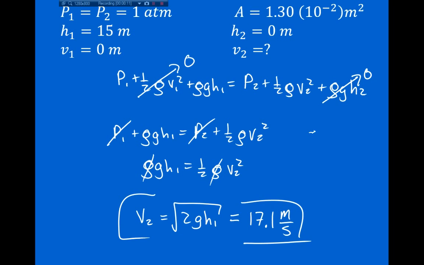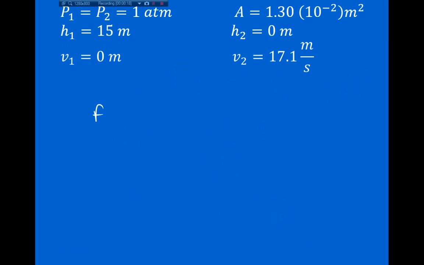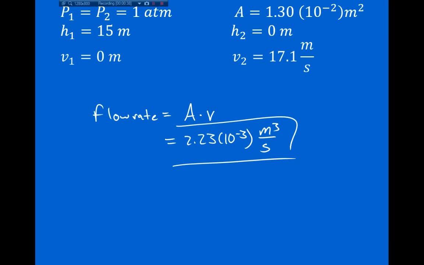And so the second part of the question asks us to find the rate that the water flows through the crack. Remember, the flow rate is equal to the area of the crack times the speed that the water moves through the crack. So this is going to be equal to 2.23 times 10 to the minus 3 cubic meters per second. So that's 2.23 liters per second of water moving through the crack.